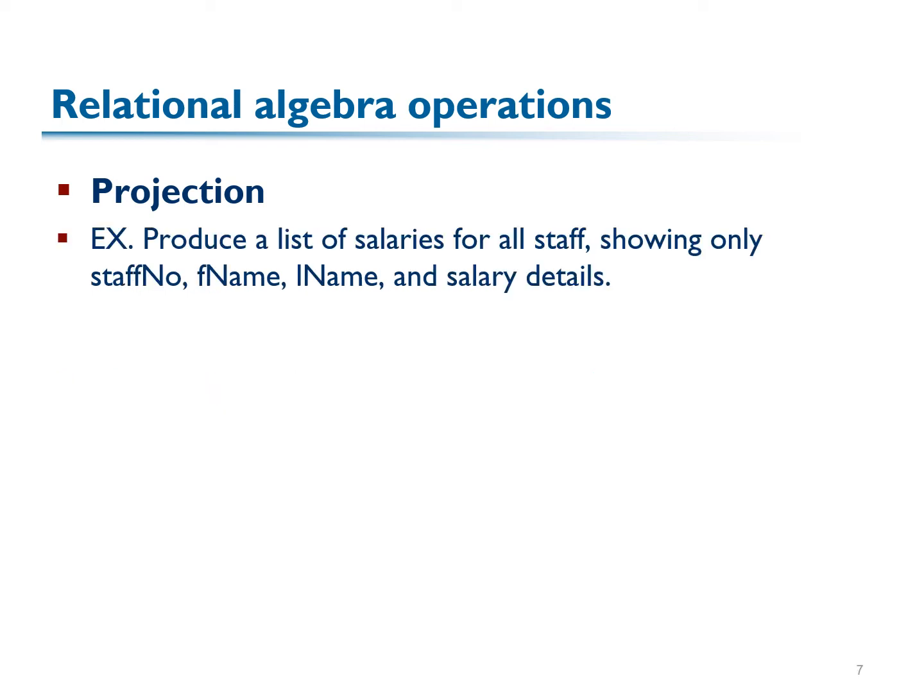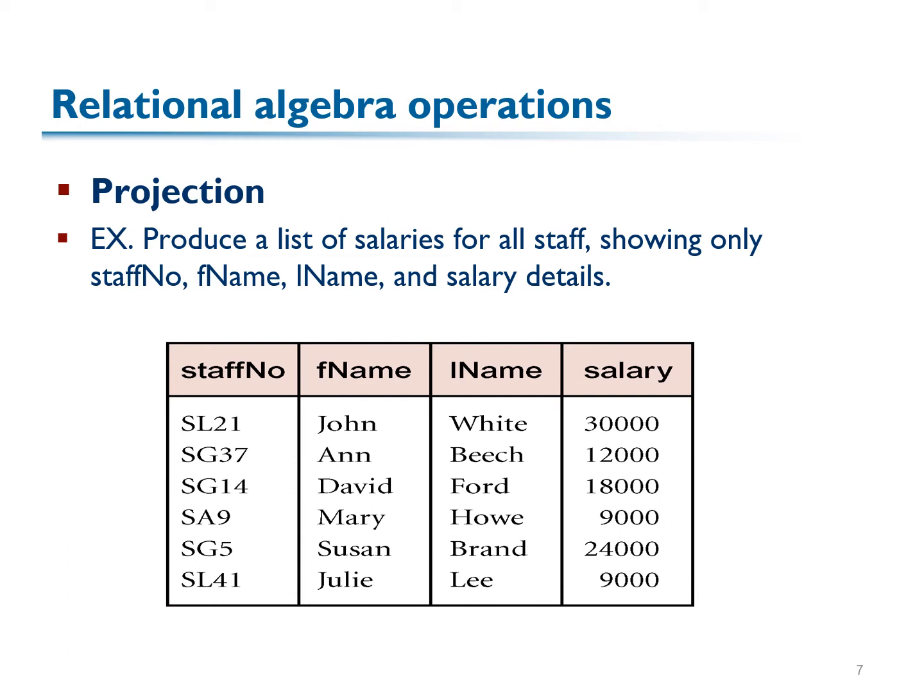In this example, the projection operation defines a relation that contains only the designated Staff attributes: staff number, first name, last name, and salary, in this specified order. The result of this operation is shown in this figure. Other attributes like position, date of birth, gender, and branch number are not shown in this figure, as we did not order them.